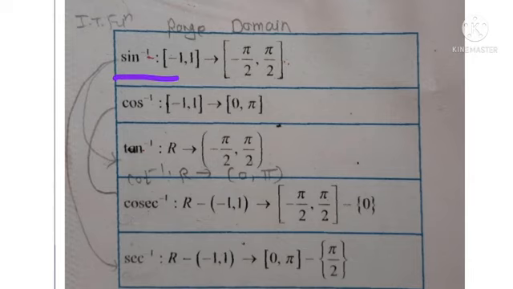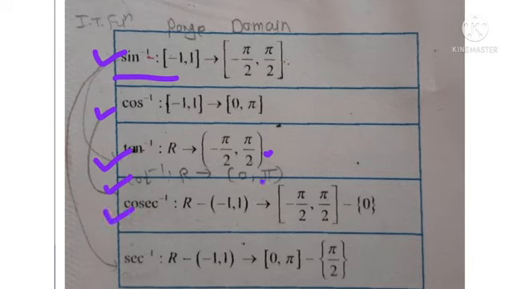Remember, first sine inverse: range is the closed interval -1 to 1 and domain is the closed interval -pi by 2 to pi by 2. Cos inverse: range is the closed interval -1 to 1 and domain is the closed interval 0 to pi. Then tan inverse: range is the set of real numbers and domain is the open interval -pi by 2 to pi by 2. Similarly, cot inverse is not given here, so remember cot inverse range is the real numbers and its domain is 0 to pi.